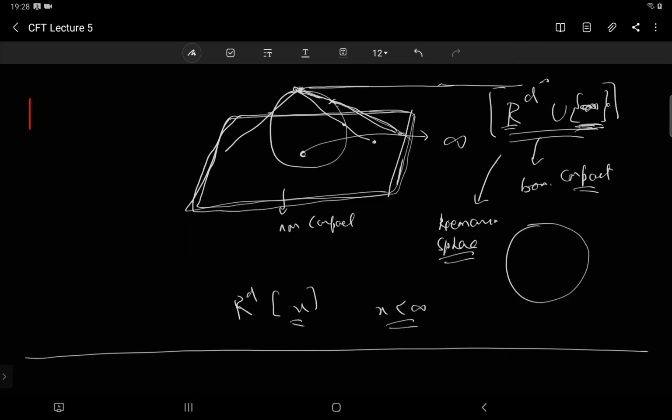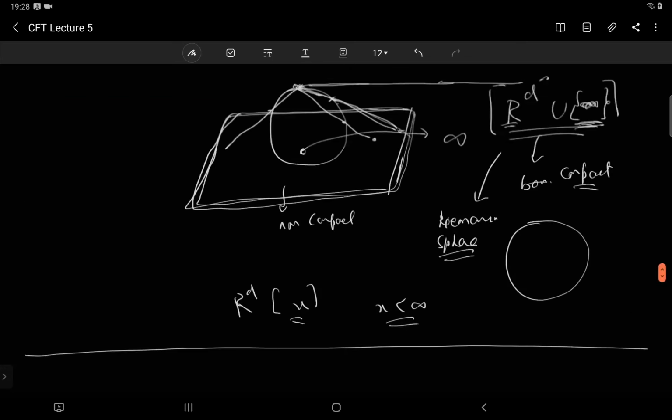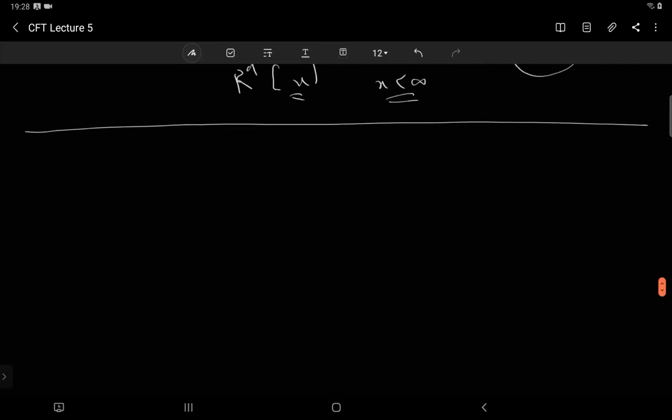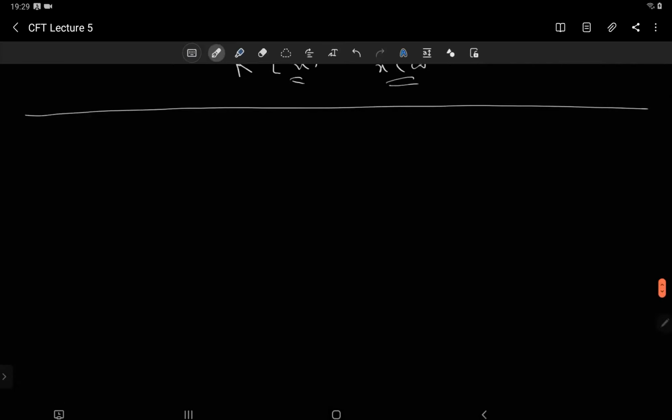So therefore this is acting on not just R^d but R^d union infinity, and that is topologically the same as a sphere. And therefore we say that the natural action of this is not on R^d but on the Riemann sphere. So this is again a difference from the Poincare transformations, because a Poincare transformation will never take you to infinity. That is the difference.